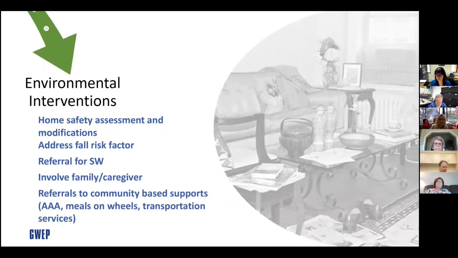Interventions: home safety assessment, modifications, getting physical or occupational therapy in the home, working with our community-based organizations, again, referring to social work, family caregivers, and those community-based organizations.